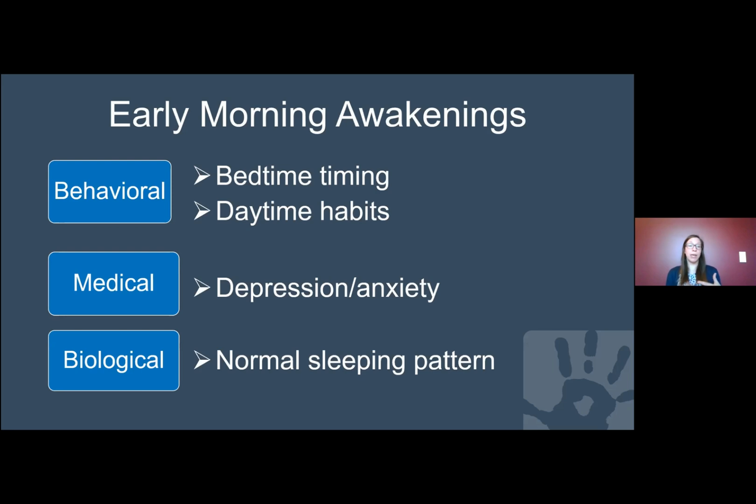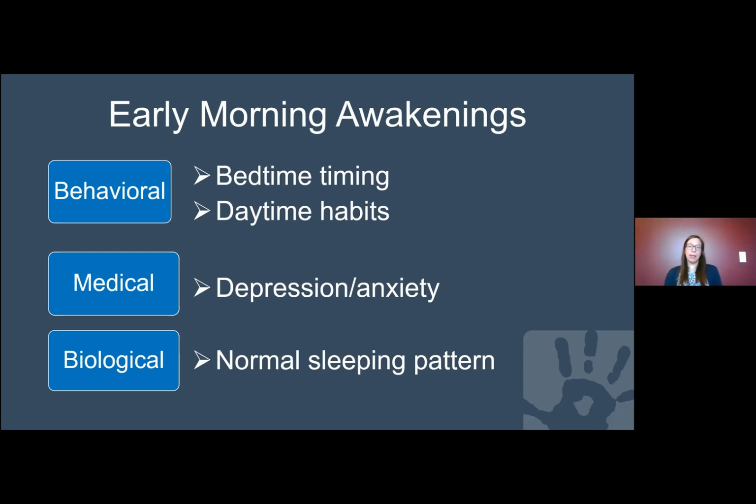But there are other things we can fix before just accepting that this is going to be the case, right? So think about the behavioral aspects of the bedtime timing. Are they going to bed too early, and that's why they're waking up so rested early in the morning? And then your daytime habits too, especially things like active time and napping, can have big effects on early morning awakenings. The other medical cause that I have seen associated with early morning awakenings and inability to fall back asleep is depression and anxiety. So if your child is having mental health concerns, certainly looking at those and helping with that might help with these early morning awakenings.